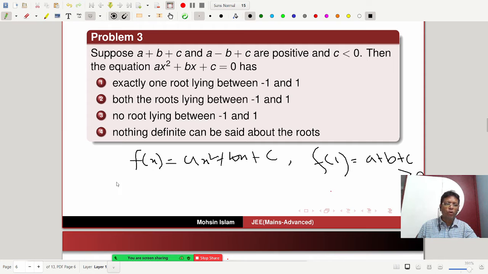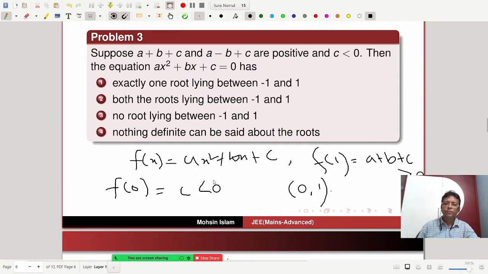And what about your f(0)? F(0) is c, and c is less than 0. So look at that, f(1) is positive, f(0) is negative. So there must exist a root between 0 and 1. There exists a root in the open interval 0 and 1.